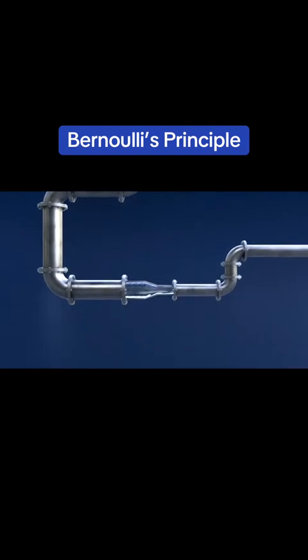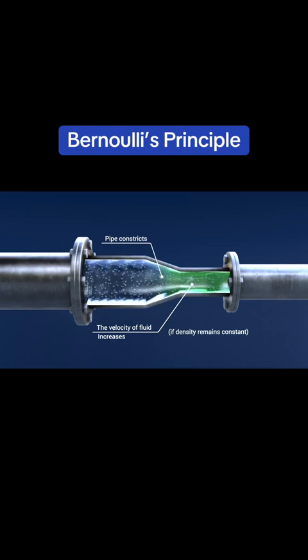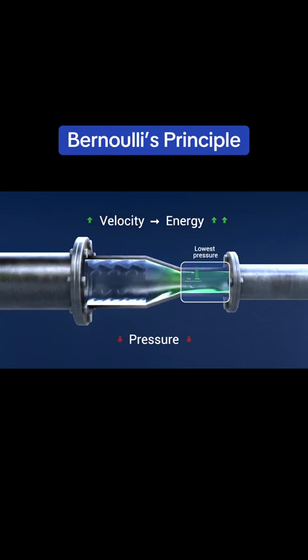Let's imagine forcing a liquid through a narrow opening in a pipe. As the pipe constricts, continuity requires the velocity of the fluid to increase if density remains constant. If no energy is added or removed from the system, Bernoulli's equation predicts that this increase in kinetic energy must be accompanied by a decrease in static pressure. As the pipe constricts, this creates an area of lowest pressure at the narrowest section of the pipe, known as the venturi throat, which entrains or pulls in the surrounding atmospheric air. This is known as the Venturi effect and is something we will discuss later on in the video.